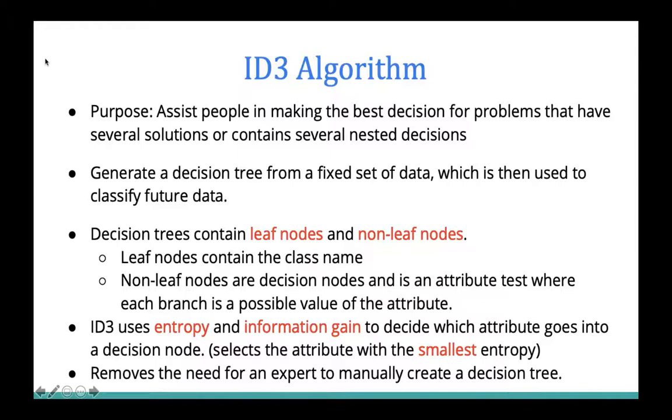Decision trees contain leaf nodes and non-leaf nodes. Leaf nodes contain the class name, and non-leaf nodes are decision nodes, each an attribute test where each branch is a possible value of the attribute. ID3 uses entropy and information gain to decide which attribute goes into a decision node. It removes the need for an expert to manually create a decision tree.